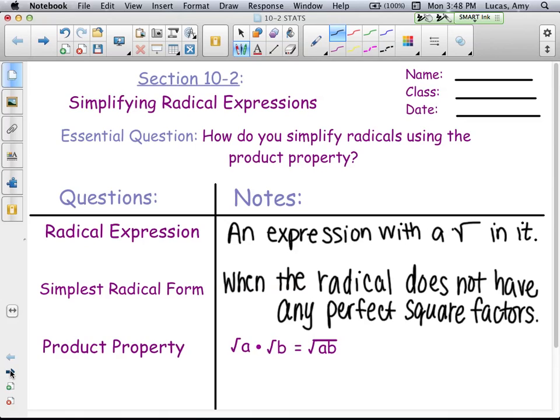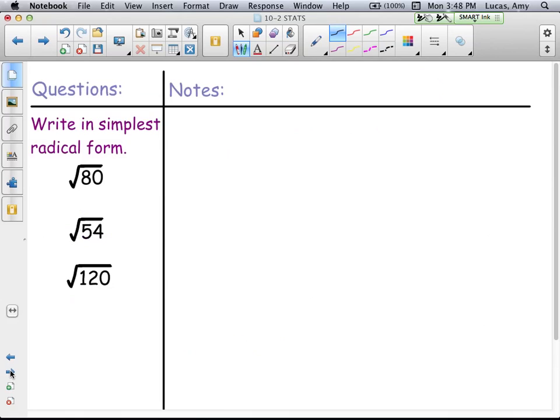All right, so let's try to use these new vocabulary words right in simplest radical form. So as a reminder, we've got some perfect squares. So I'm going to write some perfect squares up here just to get you thinking about what our perfect square numbers look like. So here's a few of them.